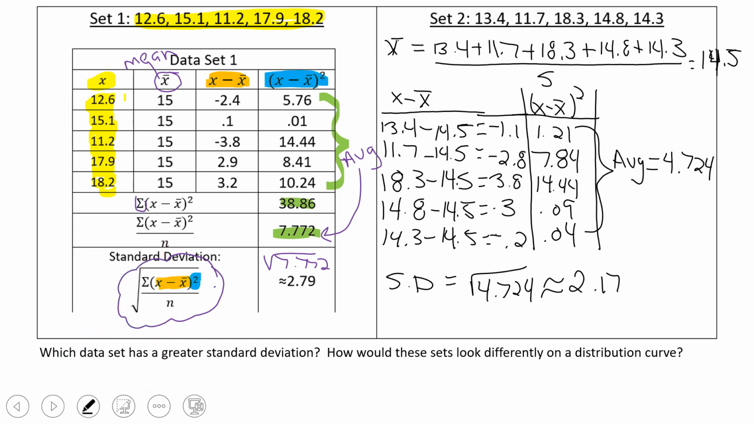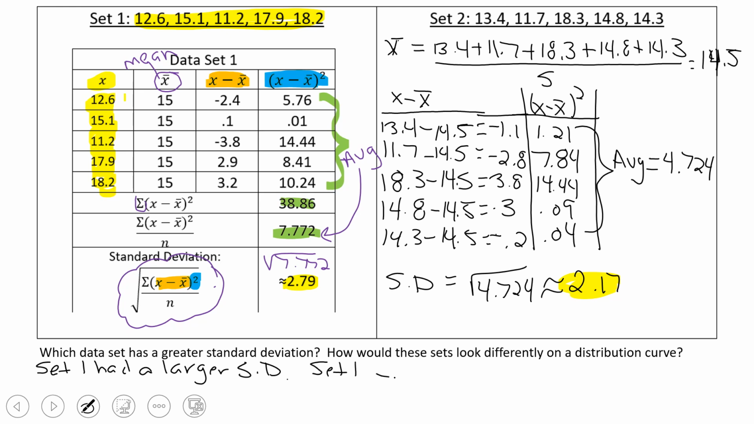So now let's compare these standard deviations. Which data set had a greater standard deviation? Well, that would be set 1. I'm going to abbreviate because I already know I'm going to run out of space on here. Okay, so how would these look different on a curve? What would look different is that data set 1 would have a wider curve, not by much, but just a little bit.